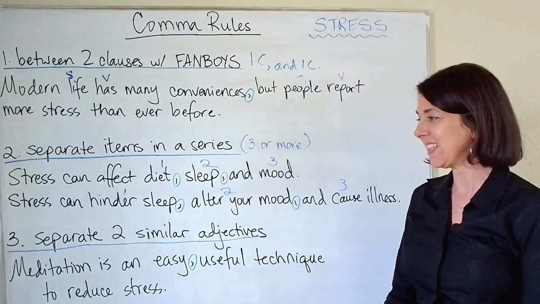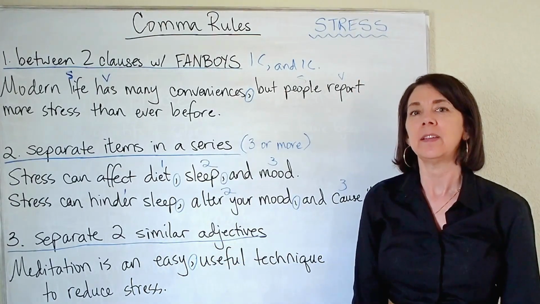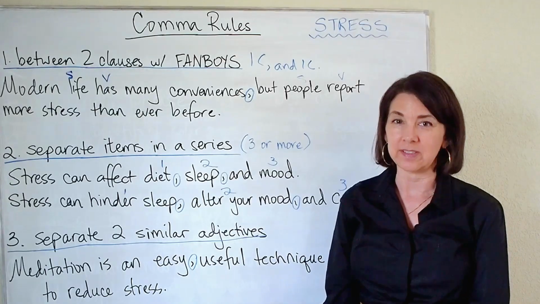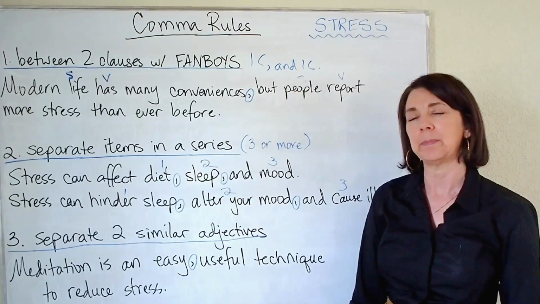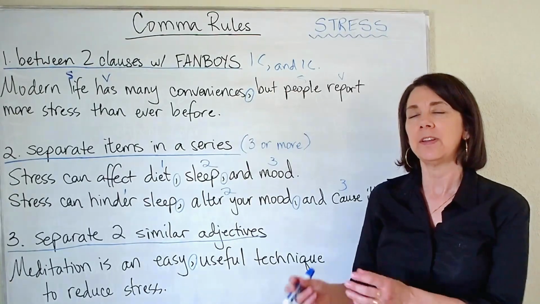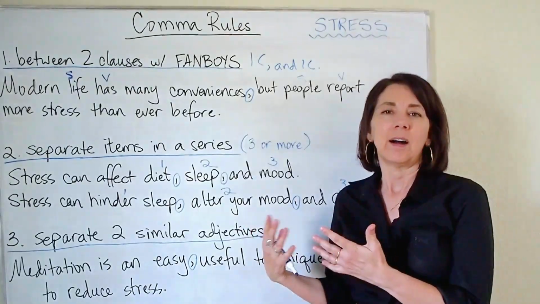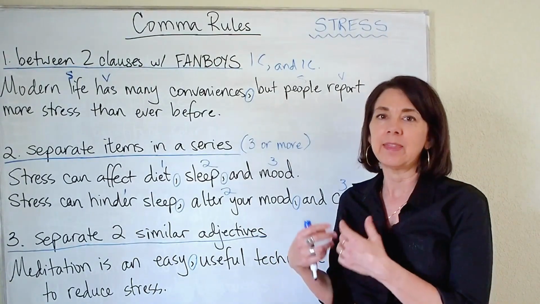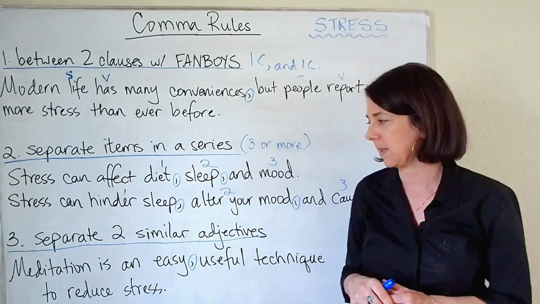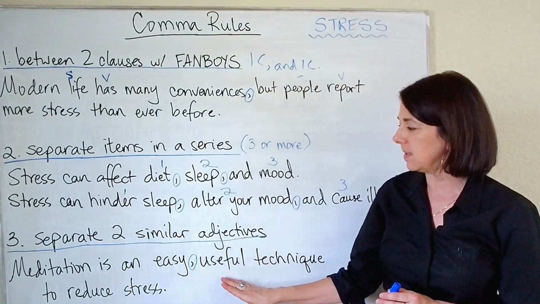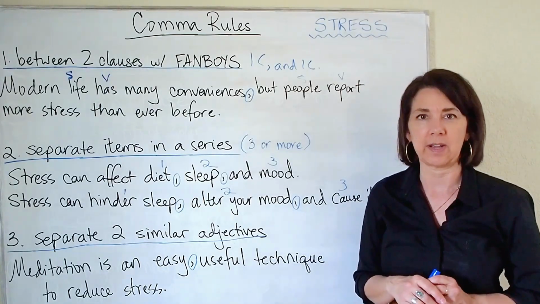Okay, let's look at the next rule, to separate two similar adjectives. These are called coordinate adjectives. This is a tricky rule that needs its own video devoted to it. But basically, if you have two adjectives that are of a similar type, then you're going to use a comma to separate them. Let me show you an example to make it clear. Meditation is an easy, useful technique to reduce stress.